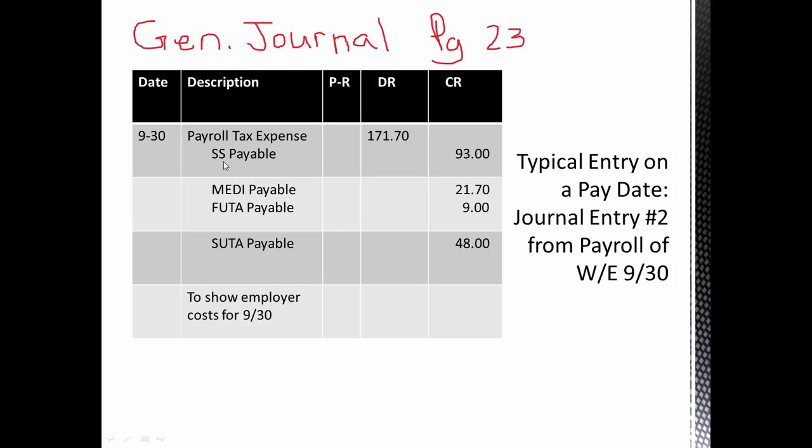We're going to credit Social Security payable for $93, credit Medicare payable for $21.70, credit FUTA payable for $9, credit SUTA payable for $48. Make sure our debits equal our credits, and we put our explanation to show employer costs for September 30th.